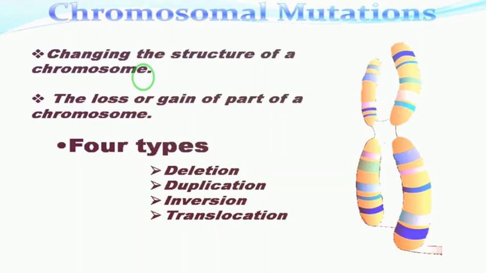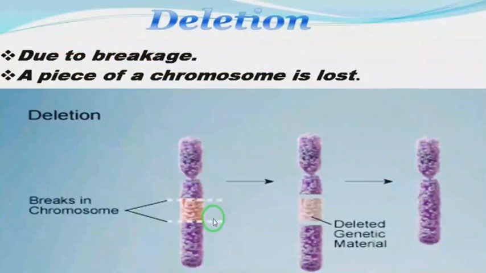So this type of chromosome change takes place only during the cell division. It leads to deletion, duplication, inversion and translocation. So four types: deletion, duplication, inversion and translocation.